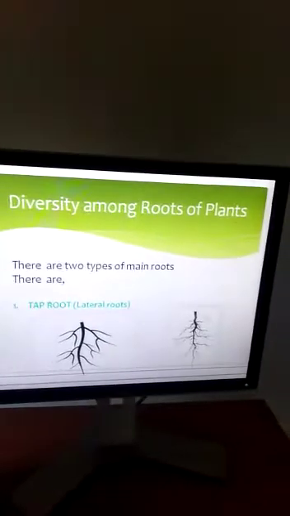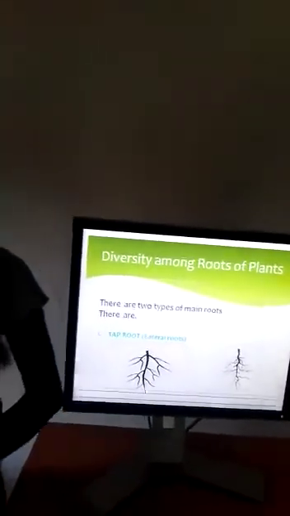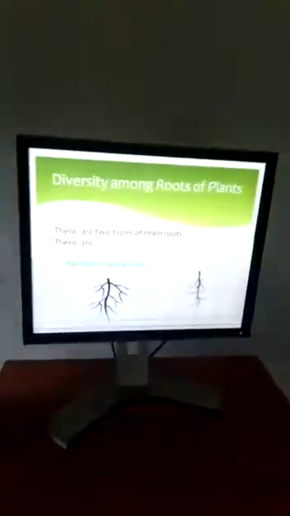Diversity among the roots of plants. There are two types of main roots. They are taproot and the fiber roots. Taproot. Some plants have a single large root which originates from the base of the plant stem. It is called taproot. These are the pictures of taproots.